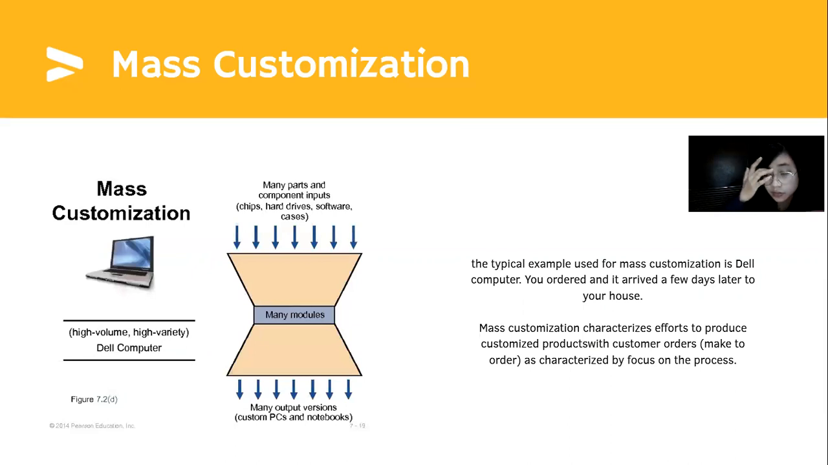In this picture you can see an example of mass customization. The typical example used for mass customization is the Dell computer. Mass customization characterizes the effort to produce a customized product with customer order, or make to order, as characterized by focus on the process.